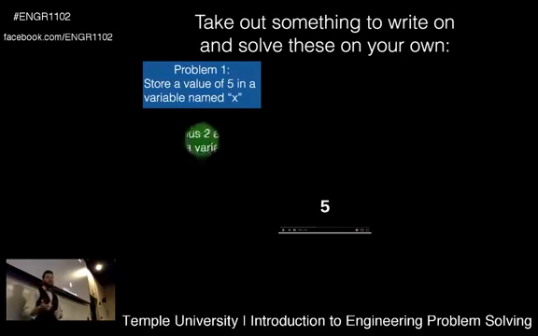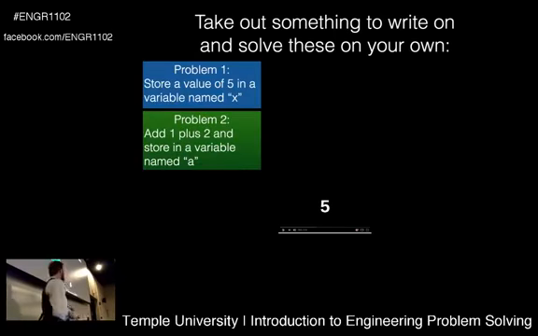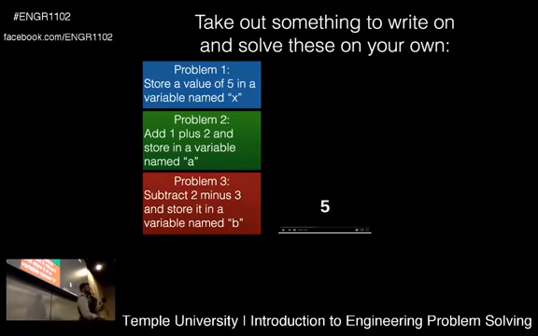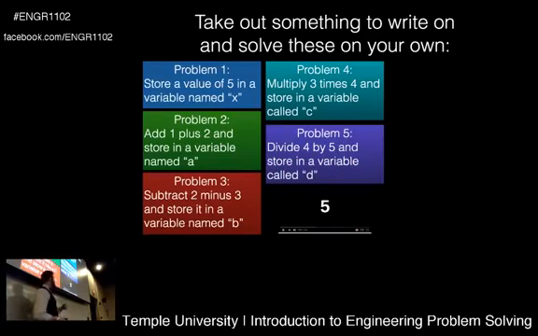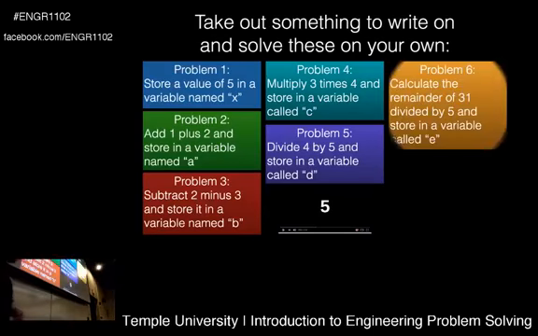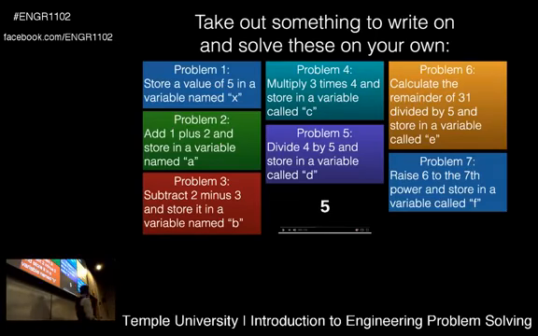The next thing that I'd like you to do is add 1 plus 2 and store it in a variable named a. Next, I'd like you to subtract 2 minus 3, store that in a variable named b. Then we're going to multiply 3 times 4, store that in a variable called c. We're going to divide 4 by 5, store that in a variable called d. We're getting there. 6 will be calculate the remainder of 31 divided by 5, store that in a variable called e. And lastly, raise 6 to the 7th power and store that in a variable called f.